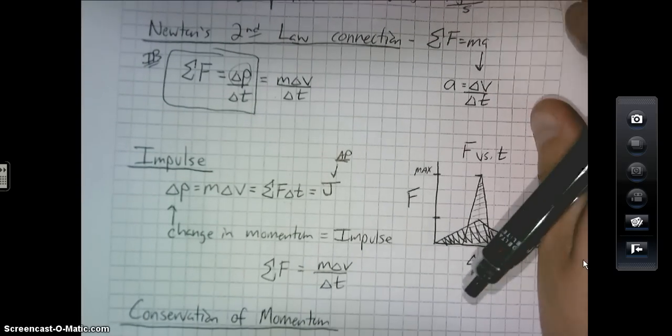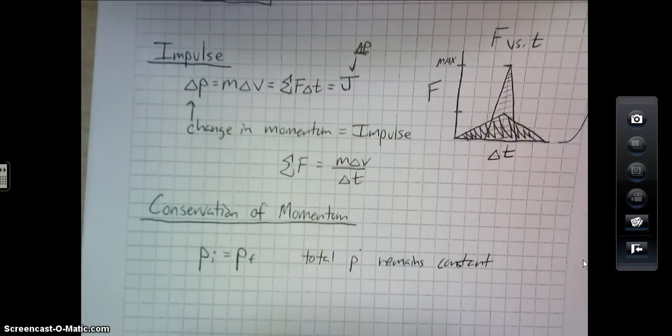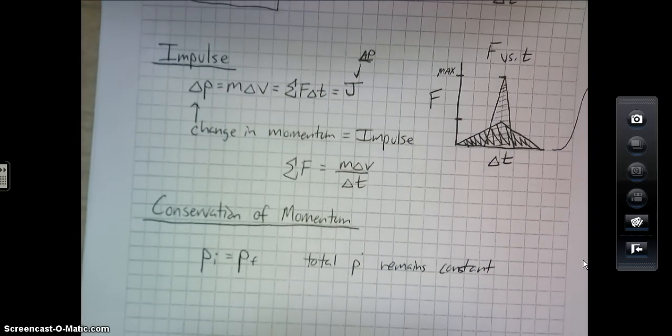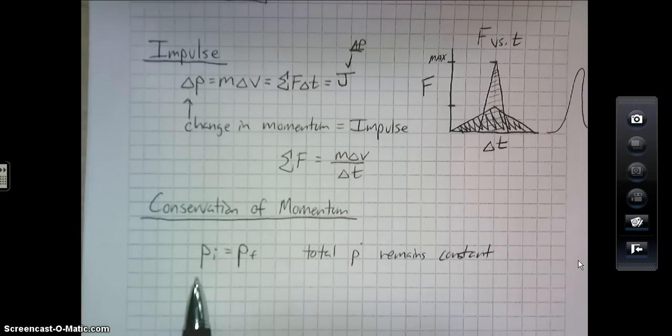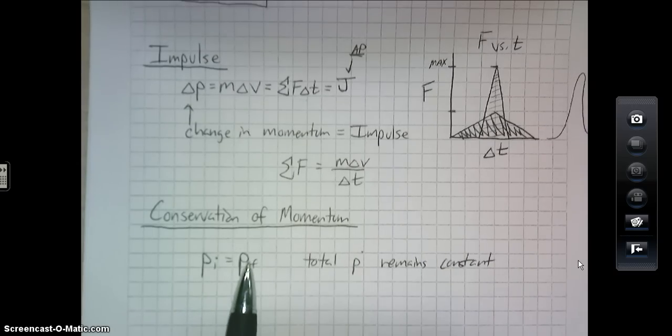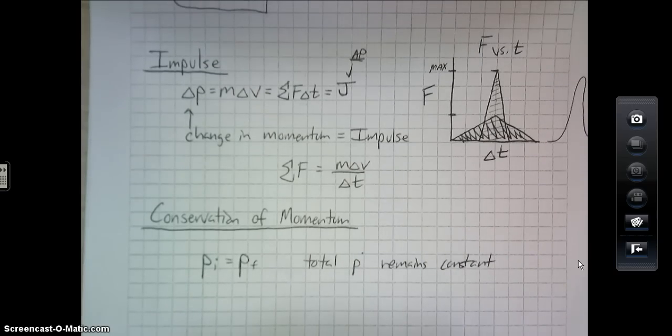All right, last thing, and this probably will take about 10 seconds, conservation of momentum. I lied, more than 10 seconds. Conservation of momentum basically states the same thing that the conservation of energy stated. Whatever momentum we have initially must equal the momentum we have finally. In other words, the total momentum must remain constant.